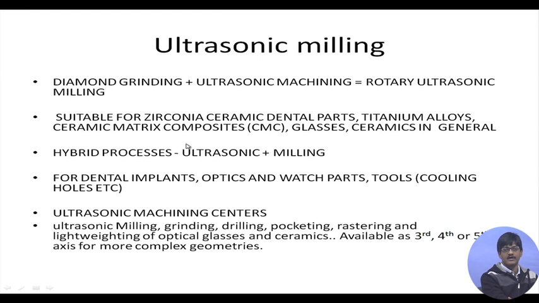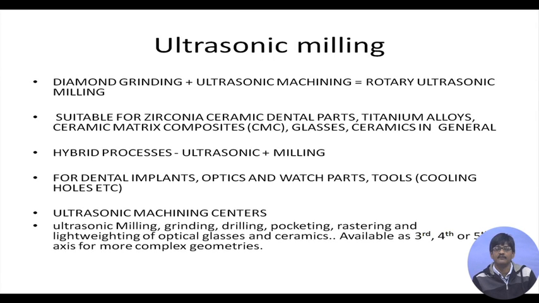Next, we can also have hybrid processes like ultrasonic machining plus ordinary milling. What is it good for? Where is it used? It is once again used for dental implants, optics and watch parts, and tools, for example, cooling holes in tapping tools, for making external and internal threads. So, in those tapping tools, if you want to make cooling holes, this particular process can be used to our advantage.